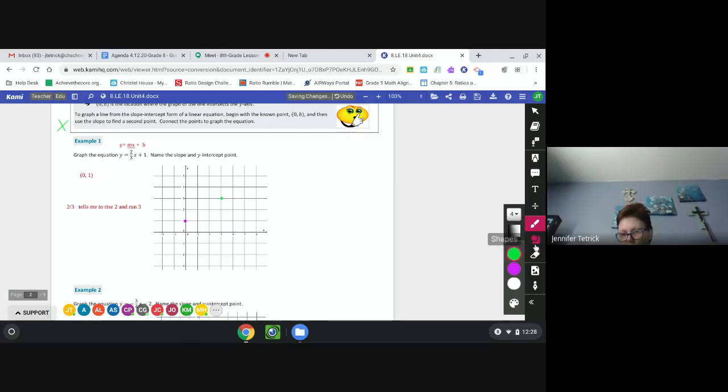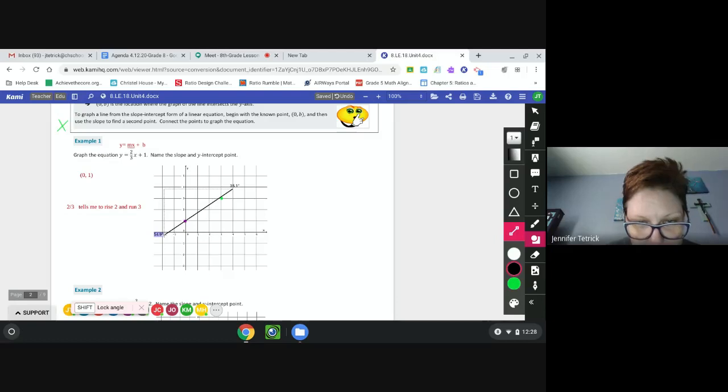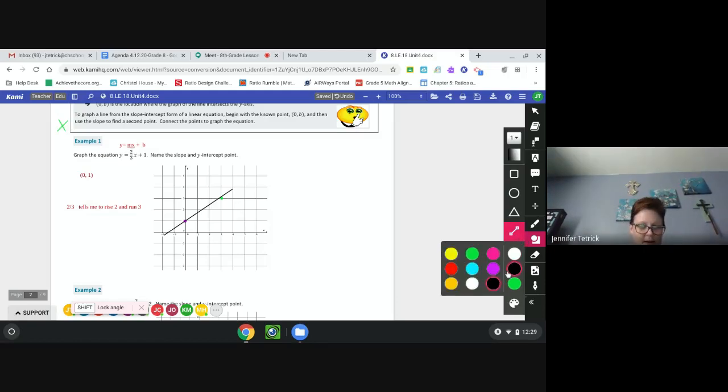And this is all you have to do using an equation to graph. Oh my gosh, I'm almost making real straight lines, guys. This is awesome. Okay, and that's it. Let's look at example 2.